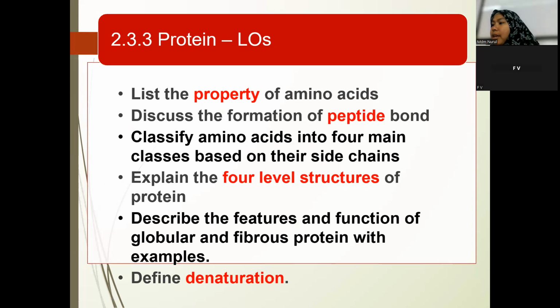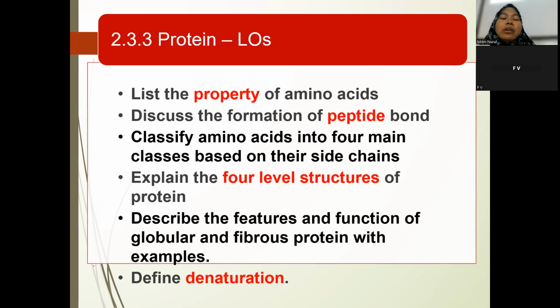So finish with that. Now we are moving into the new subtopic. Okay, new subtopic, which is protein. Okay. Any question for lipid tadi? No. Okay. Now let's go to protein. These are the LO for protein. Remember, protein is a macromolecule or not? Yes, it is a macromolecule.